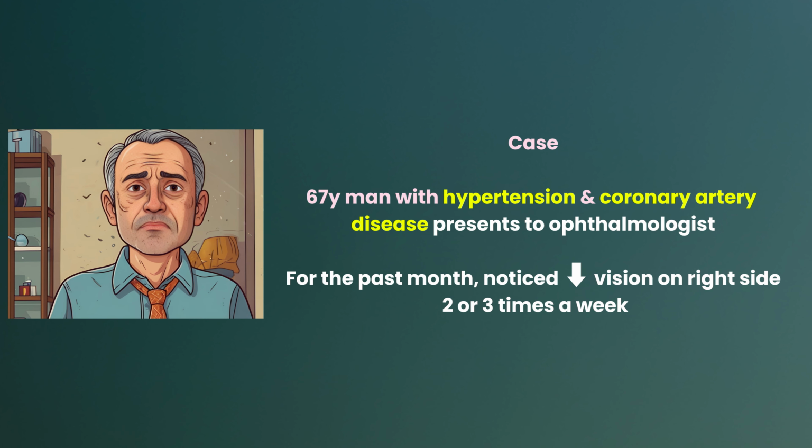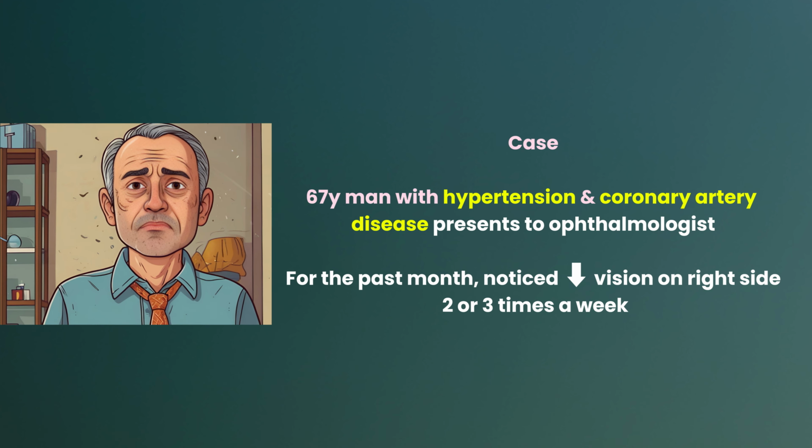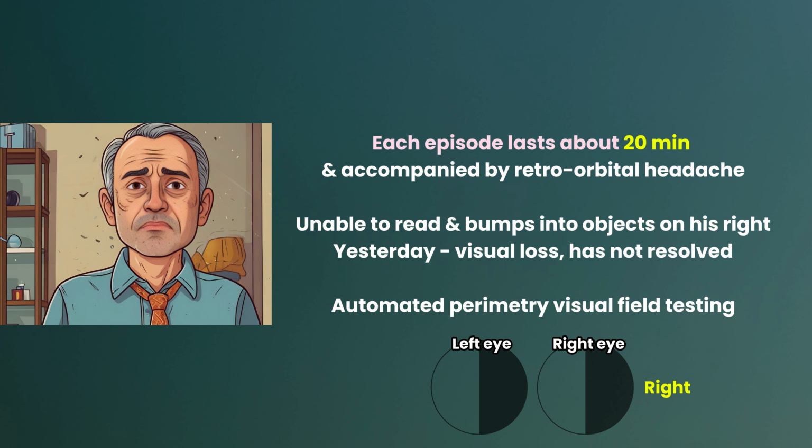A 67-year-old man with a history of hypertension and coronary artery disease presents to the ophthalmologist complaining that for the past month, he has noticed decreased vision on his right side 2 or 3 times a week. Each episode lasts about 20 minutes and is accompanied by a severe retroorbital headache. During the episodes, he is unable to read and bumps into objects on his right.